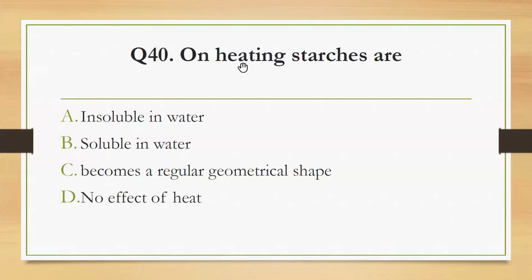Number 40. Unheated starches are A, insoluble in water, or soluble in water, becomes a regular geometrical shape, or no effect of heat. Generally, starch is not usually soluble in water, but when you heat it, you make it soluble. So it is soluble in water on heating. So the answer to this is, of course, option B.